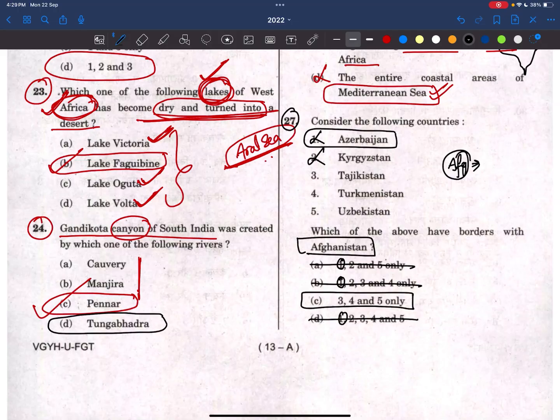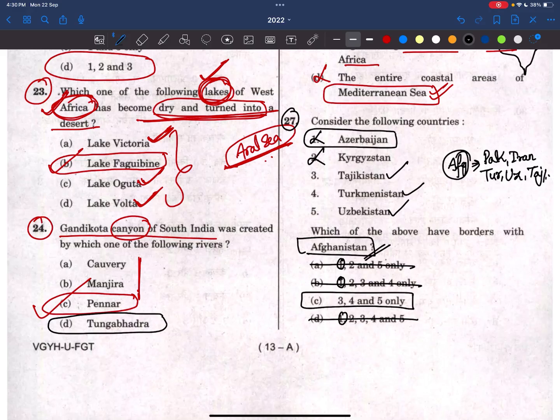The bordering states of Afghanistan are Pakistan, Iran, Turkmenistan, and not entirely Turkmenistan, this one. Next, Uzbekistan. Next, Tajikistan. Okay, 5 countries. I think in 2022, because of the Taliban taking control of Afghanistan, UPSC asked about Afghanistan directly on the map only.